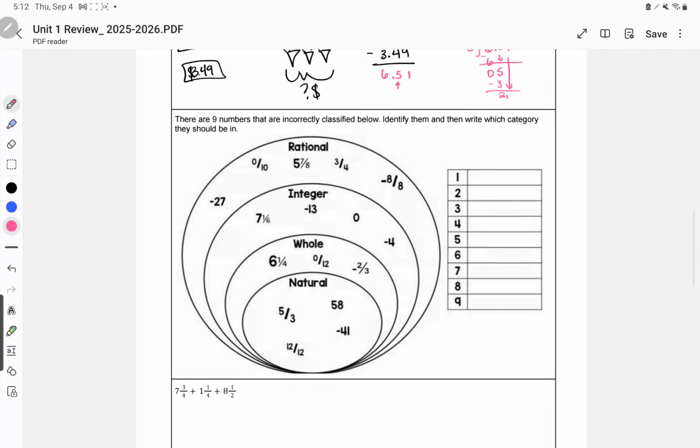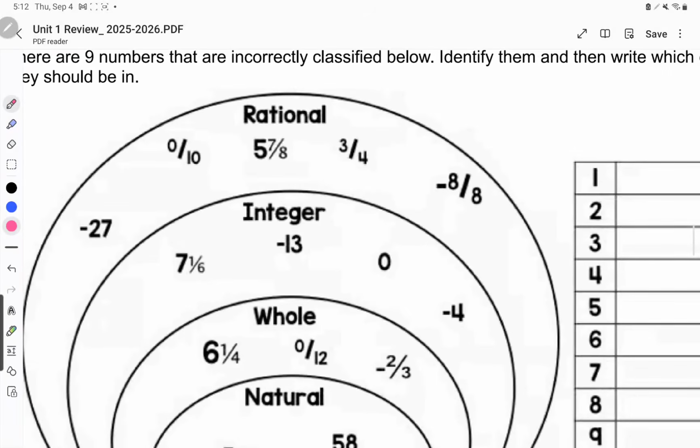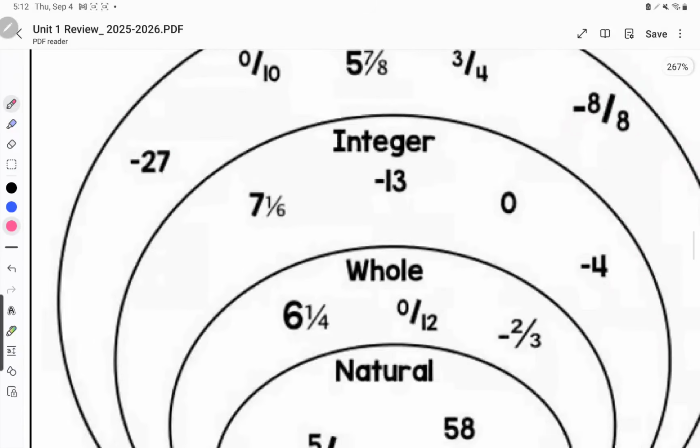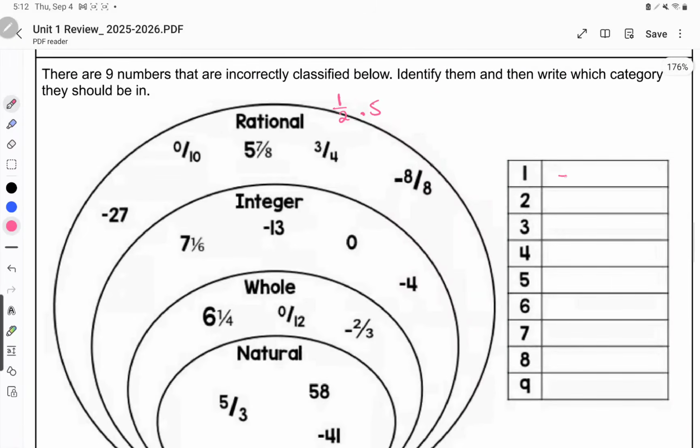This one says there are 9 numbers that are classified incorrectly. Identify them and then write which category they should be in. So, rational numbers. Rational numbers are your fractions and your decimals. So when we look, negative 27 is not a fraction or a decimal. So that goes here. We'll classify it in a second.